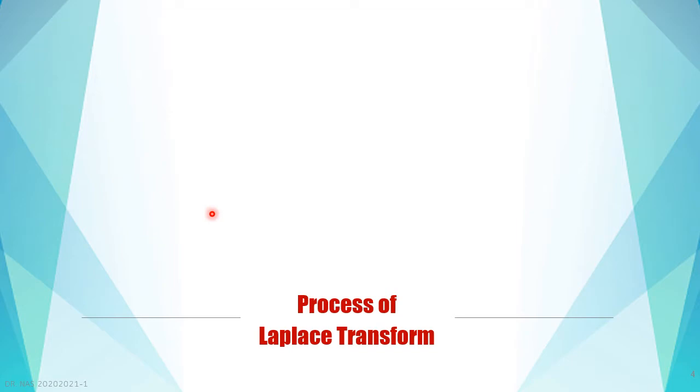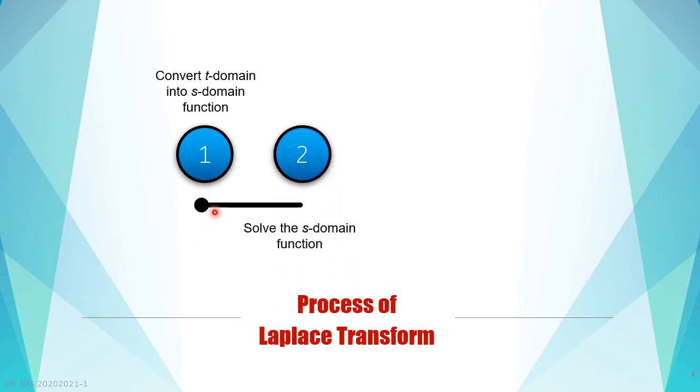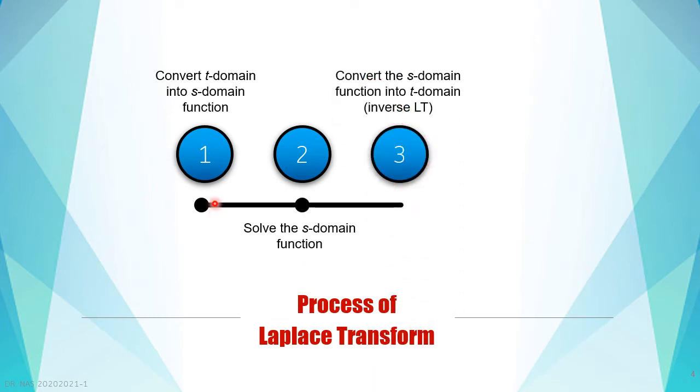Okay, this slide summarizes the process involved in Laplace transform. The first one, you have the signal in time domain. So you need to convert the signal in time domain into S domain. Next, you solve the problem now in S domain function. Next, you need to convert the S domain function back into T domain by using inverse Laplace transform. Finally, you get the final output.